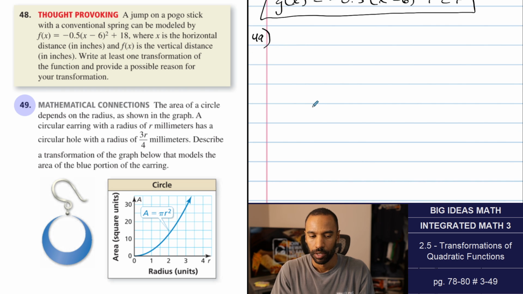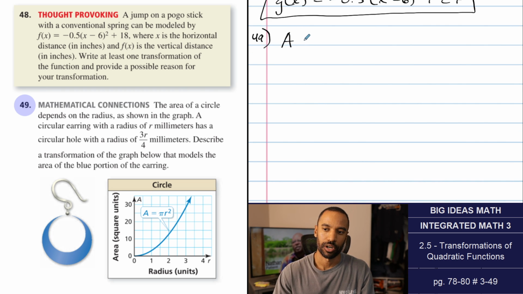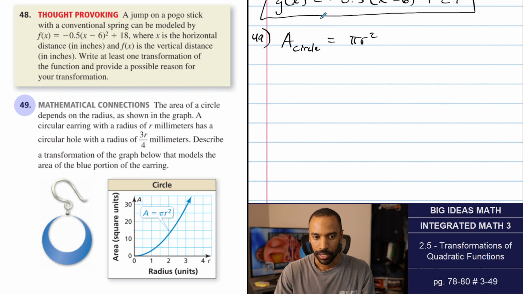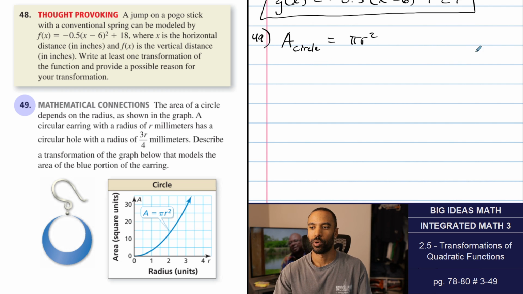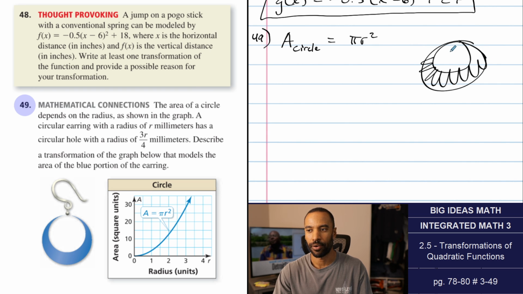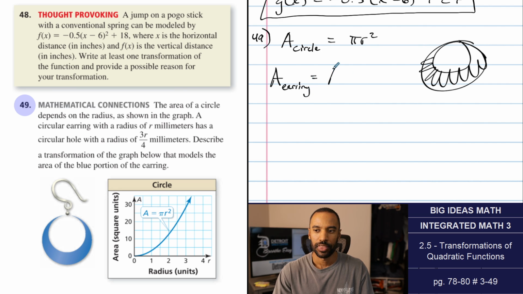Okay. So area of a circle is pi r squared. However, the earring has a hole with a radius of 3/4 millimeters. What we're doing is we're taking a circle and we're subtracting the other circle out to get this thing. So the area of one minus the area of the other. The area of the earring takes the area of a big circle minus area of hole.